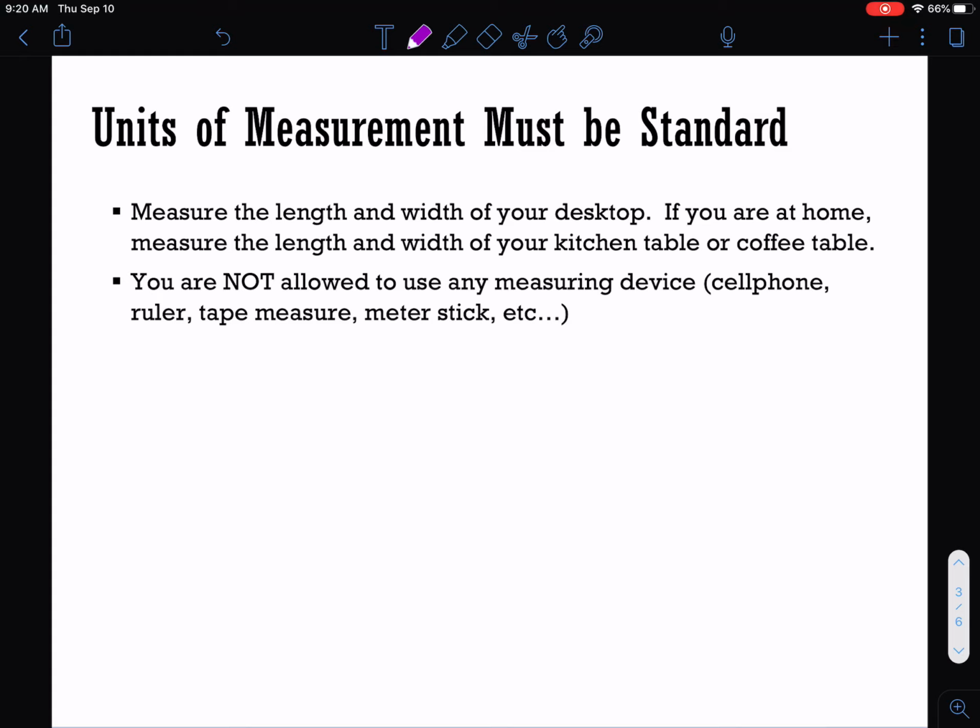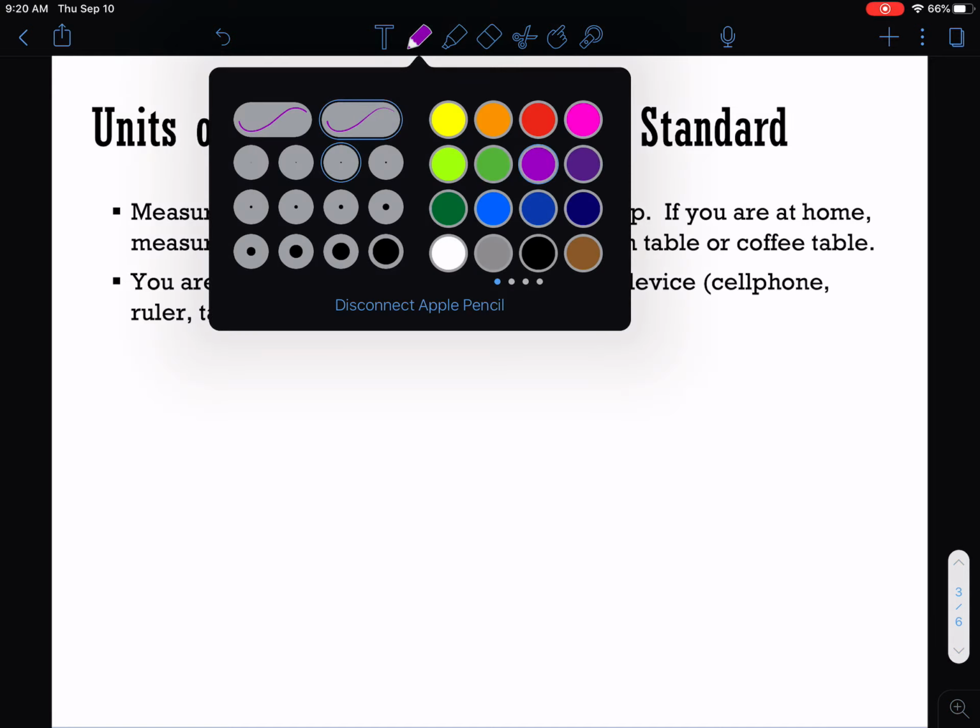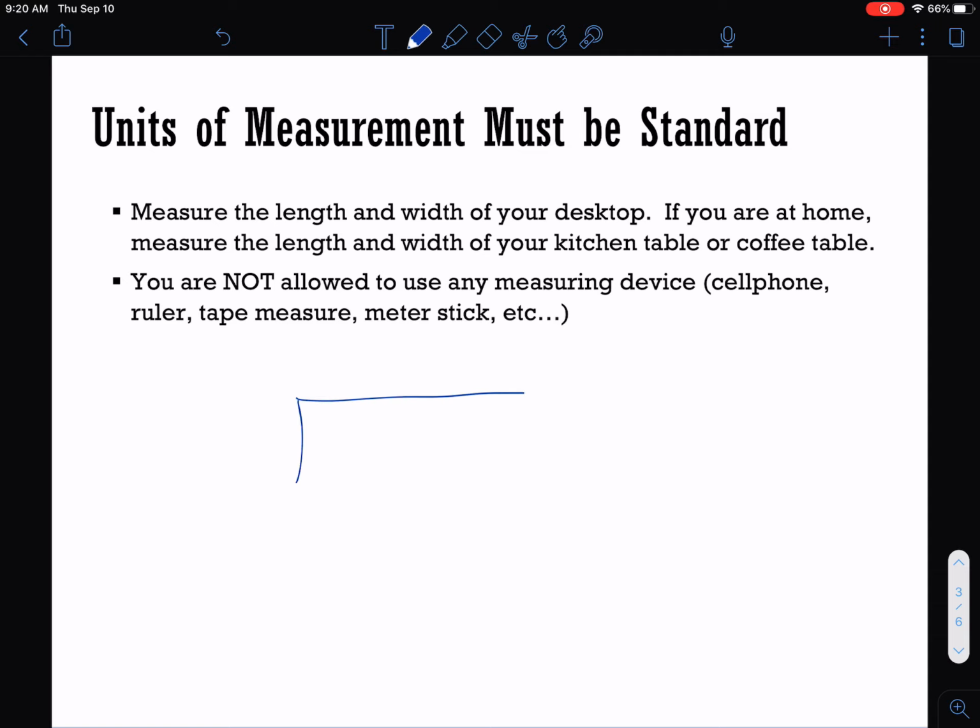No actual measuring devices. What you'll find, and let's just do a drawing here, if we have a table, I've seen students measure so many different ways and they get really creative. They'll start taking their foot, let's say their shoe, and they start measuring increments using their shoes.